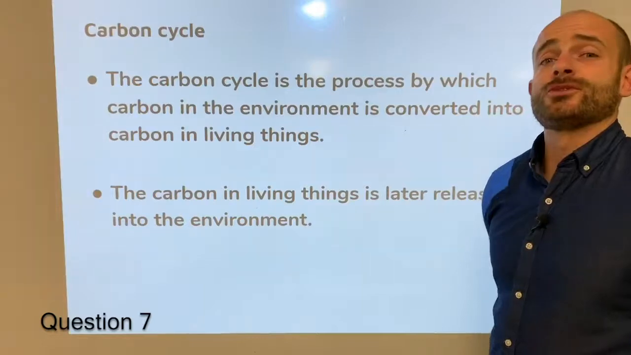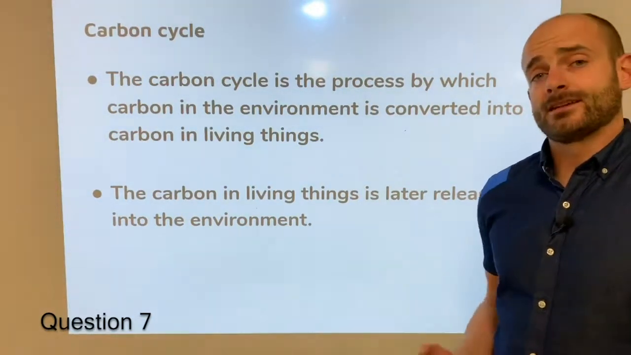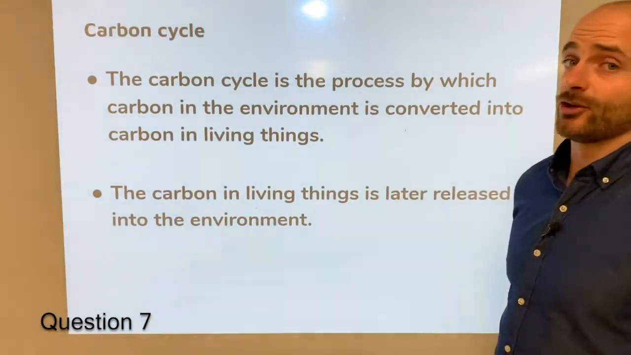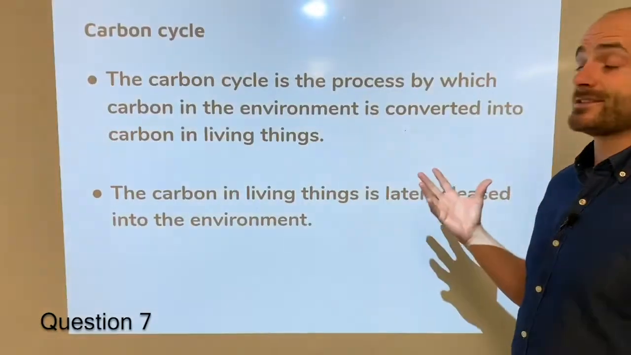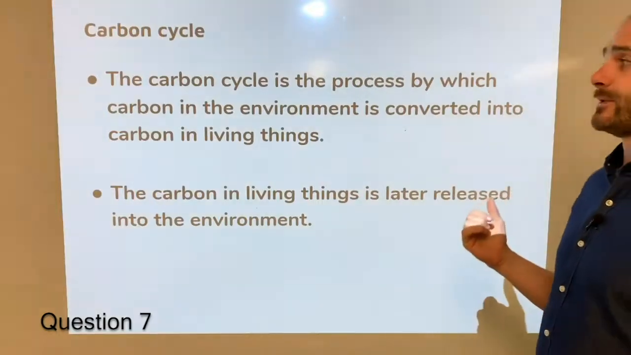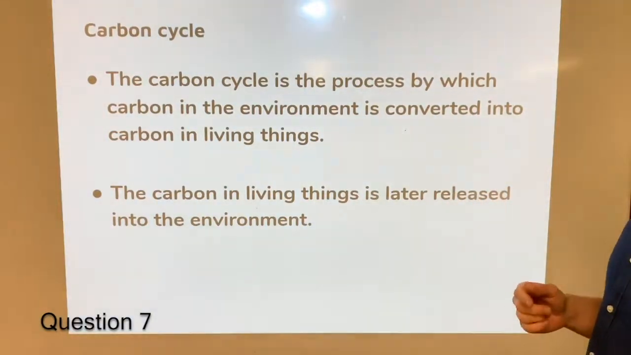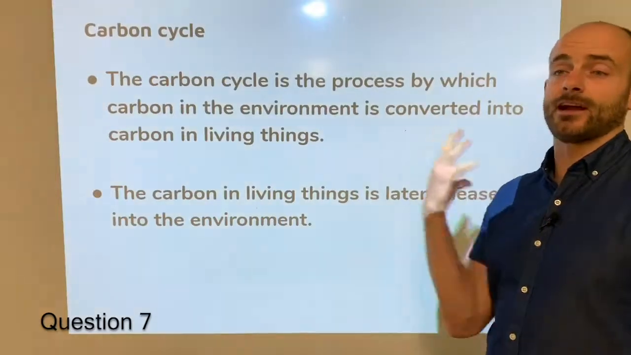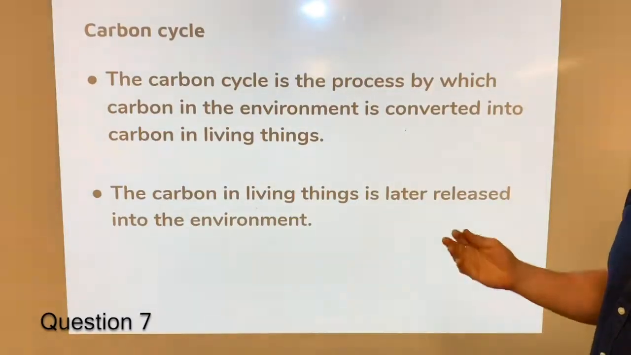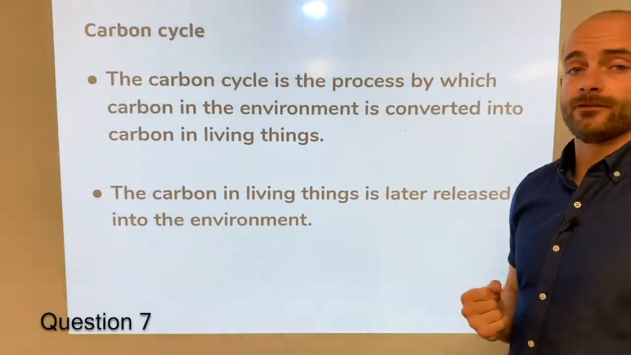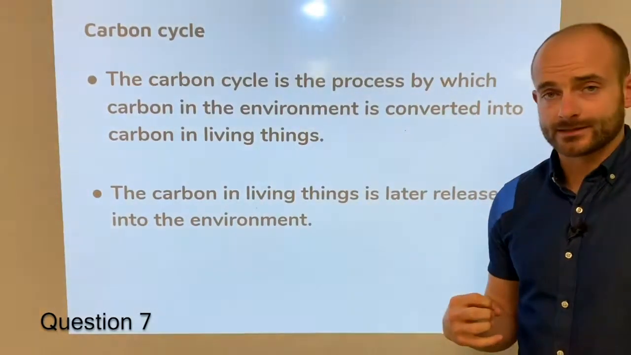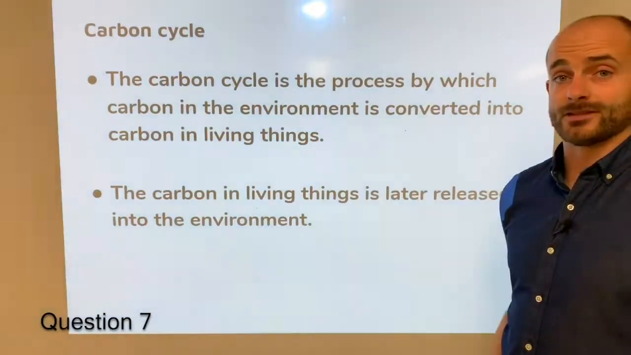Our 7th question introduces the carbon cycle. It's not as commonly asked as the nitrogen cycle, but quite often questions here and there are thrown in on it. So this is a general introduction into the carbon cycle, and if you can learn this section off by heart, you'll have more than enough information about it. The carbon cycle is the process by which carbon in the environment is converted into carbon in living things. So how does the carbon that's in the environment all around us get from the environment into living things? The carbon in living things is then later released back into the environment. So the carbon cycle is quite simply carbon going from the environment into living things such as plants or animals and back into the environment again.